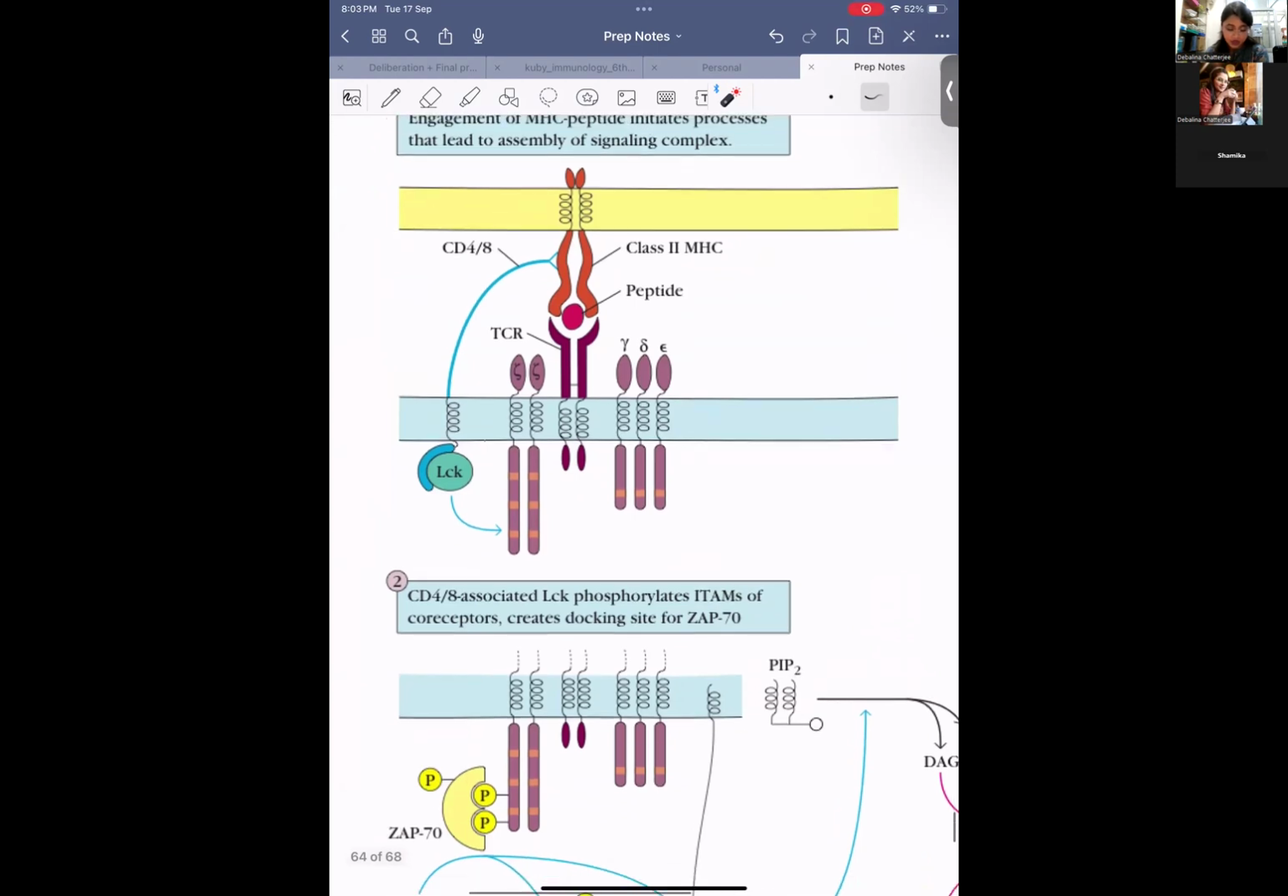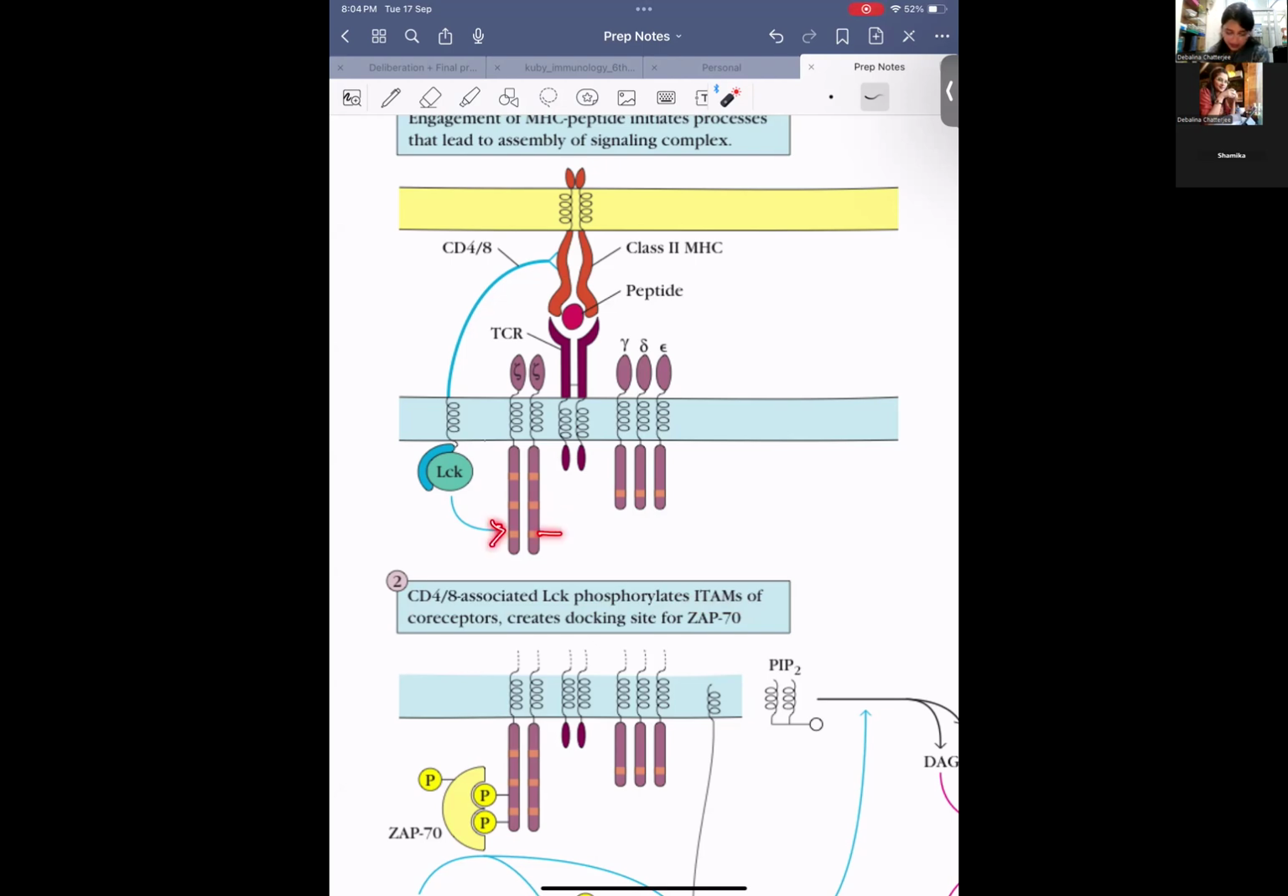Anyway, what is important here is the cytoplasmic tail has the docking site for a molecule called LCK. This LCK binds to the cytoplasmic tail of your co-receptor molecule, and this phosphorylates the ITAM. ITAMs we were discussing in the last class also. This phosphorylates the ITAMs of your signaling molecules associated with the TCR.